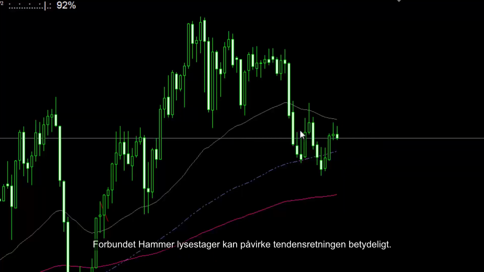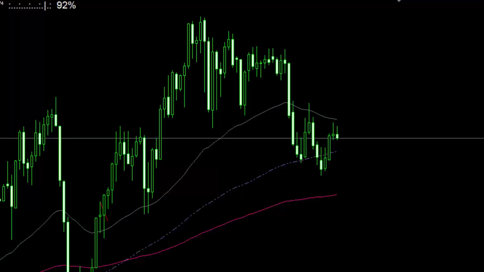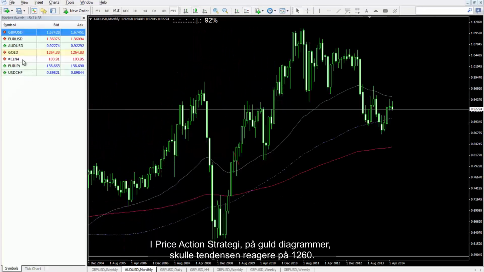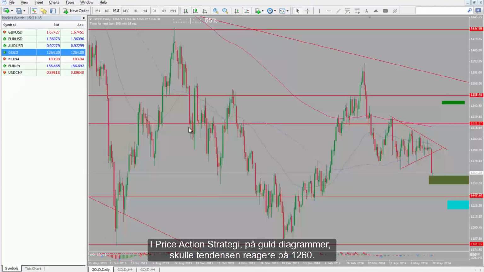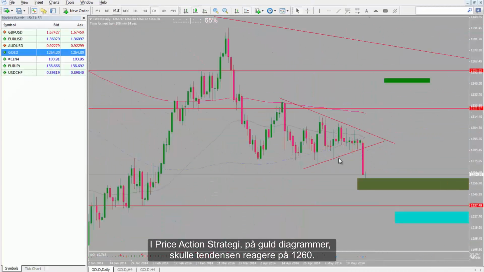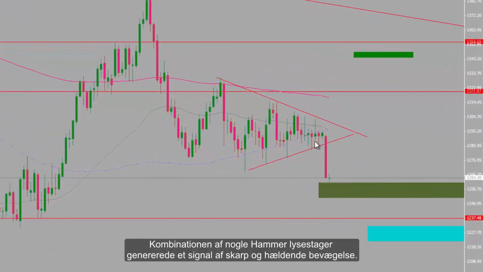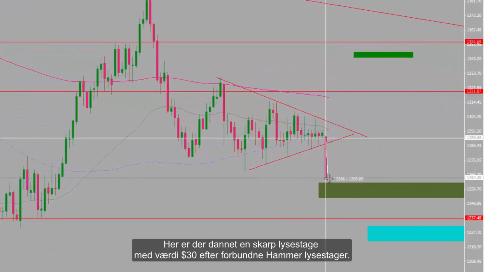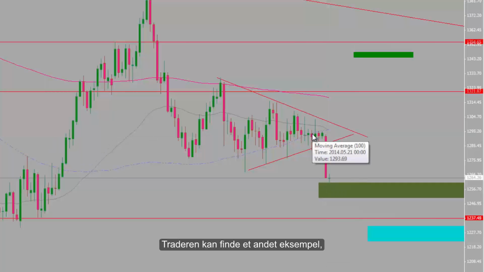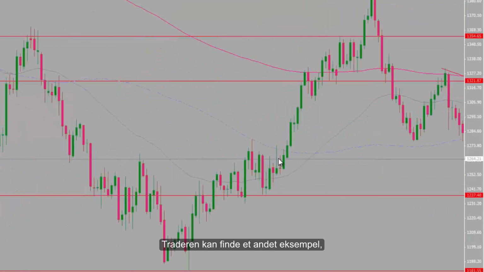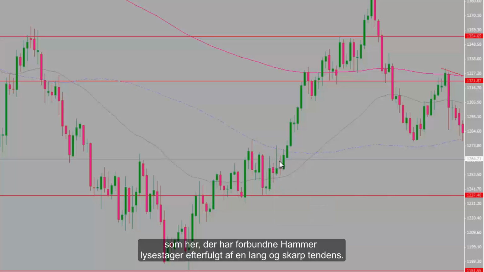Connected hammer candles can affect trend direction considerably. In price action strategy on gold charts, trend was supposed to react on this 1260. Combination of some hammer candles generated a signal of sharp and gradient movement. Here, a sharp candle with the value of $30 has formed after connected hammer candles. A trader can detect another example, like here, that has connected hammer candles followed by a long sharp trend.